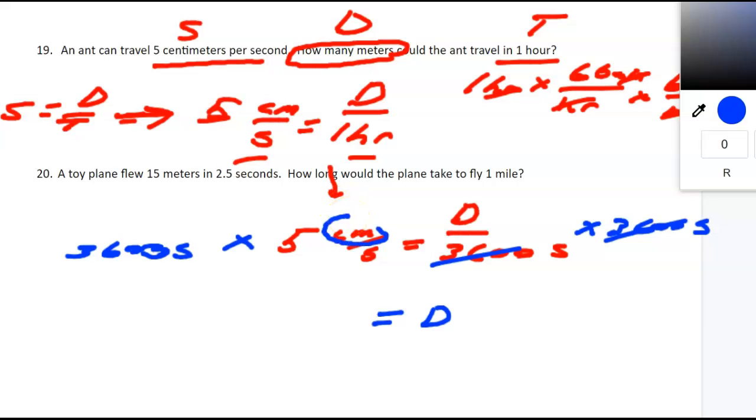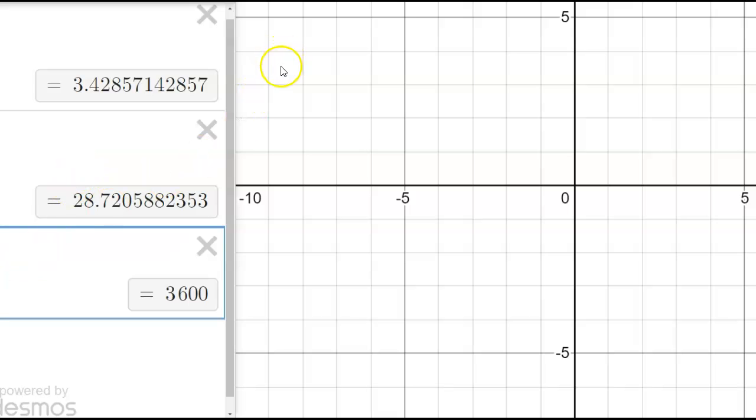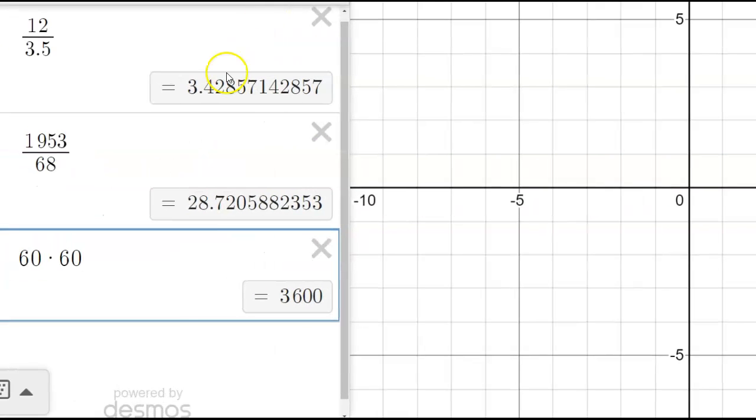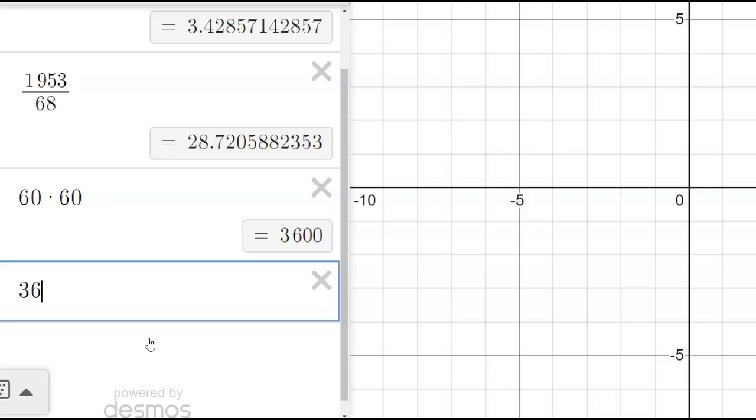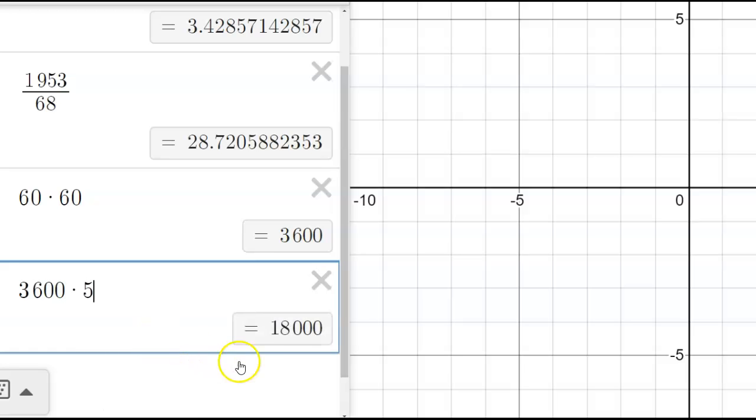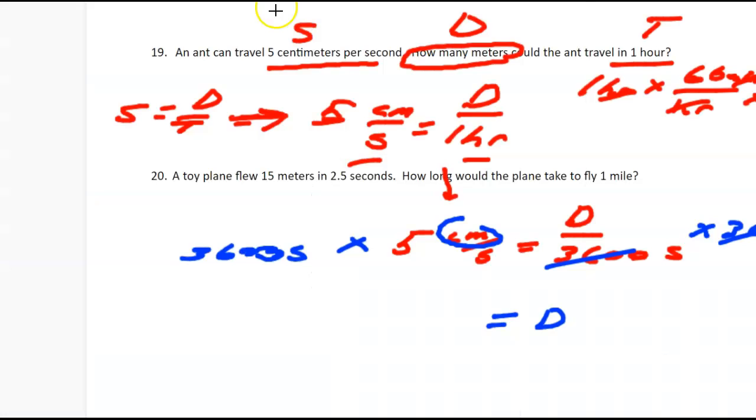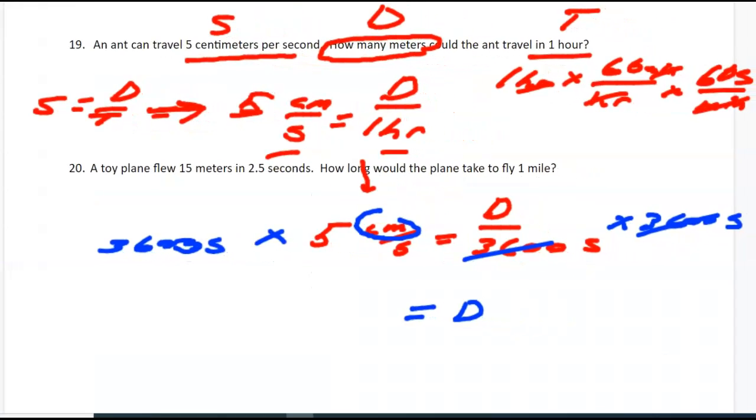We're almost done here because I put our answer in centimeters. Let's get that. We get 3,600 times 5, so 18,000. And if we go back to our review here, we get 18,000 centimeters. Now we want our answer to be in meters, so we're going to have to do some conversion here.